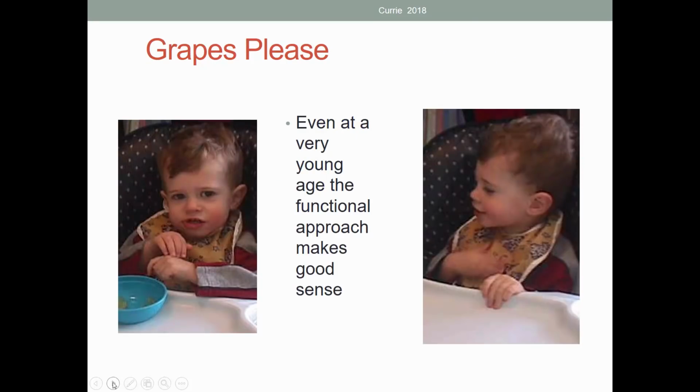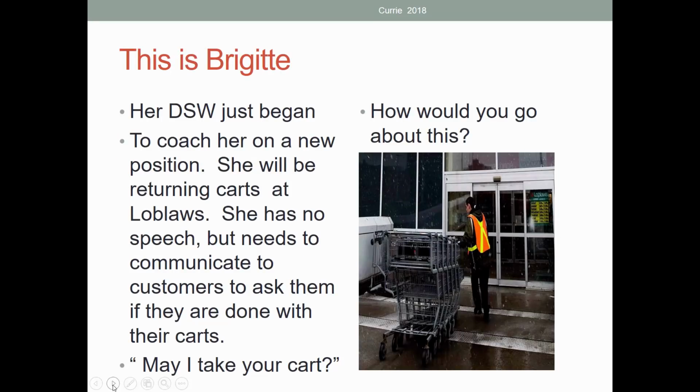So it can be used at a young age. If the child makes the sign for grapes and gets a grape, that's an immediate reward for a functional request. You can see that he's signing the word grapes and he gets a grape and he's a happy camper. It's a very functional request.